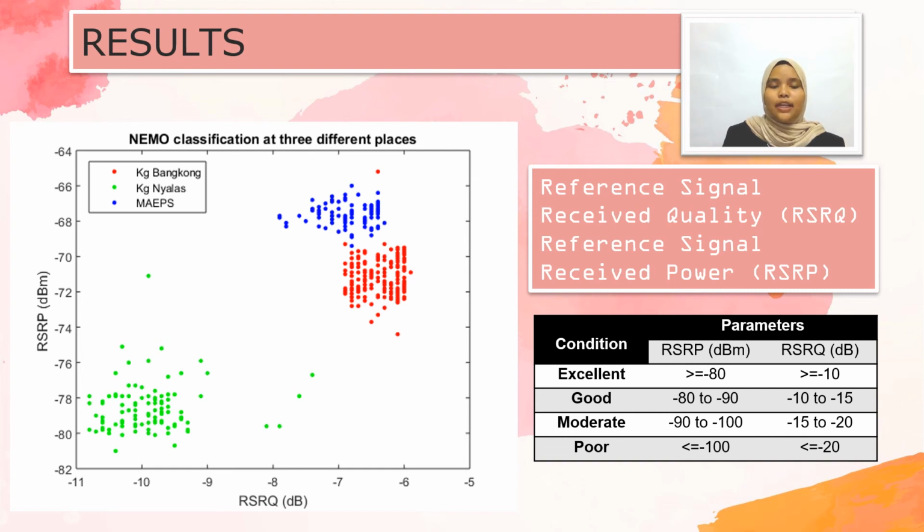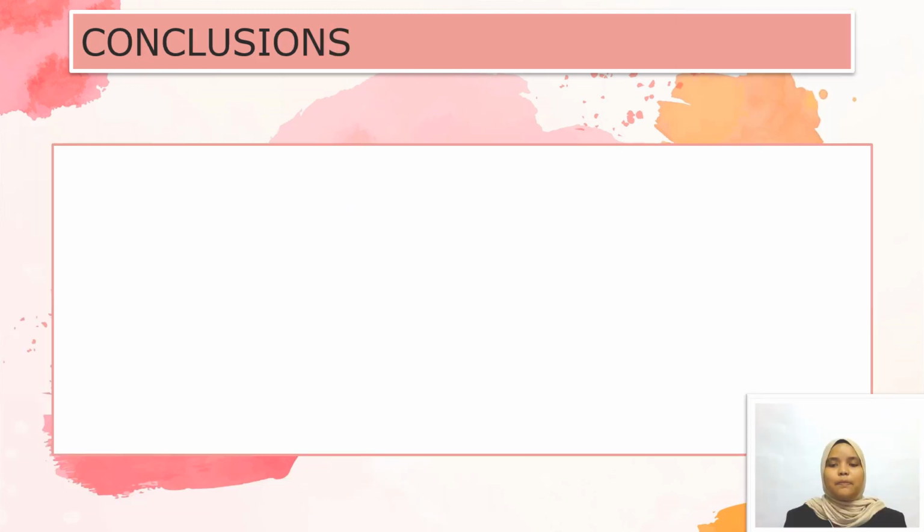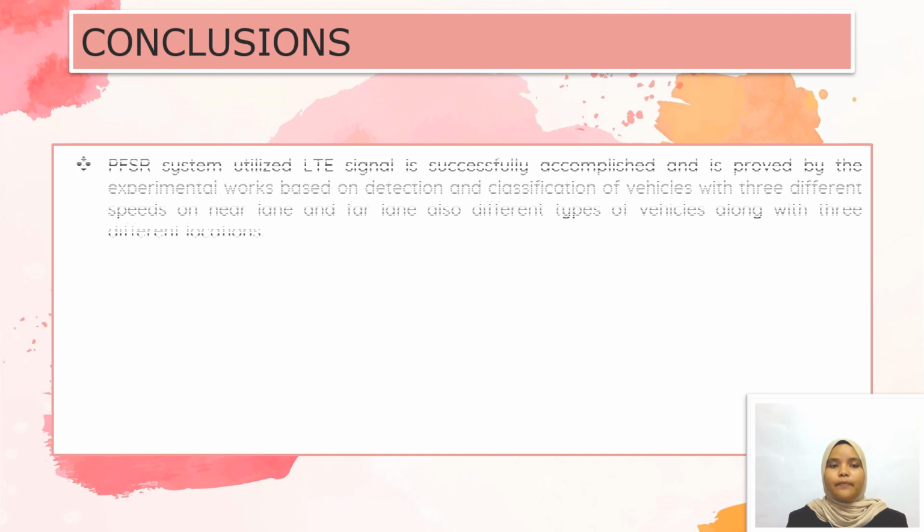Meanwhile, the blue data is located at Kampung Bangkong. Kampung Bangkong is also categorized as excellent because there are fewer users in this area. And the green color is located at Kampung Nyalas. For Kampung Nyalas, the result is classified as good because there were many users at that time and the tower signal strength dropped. The last part is conclusions.